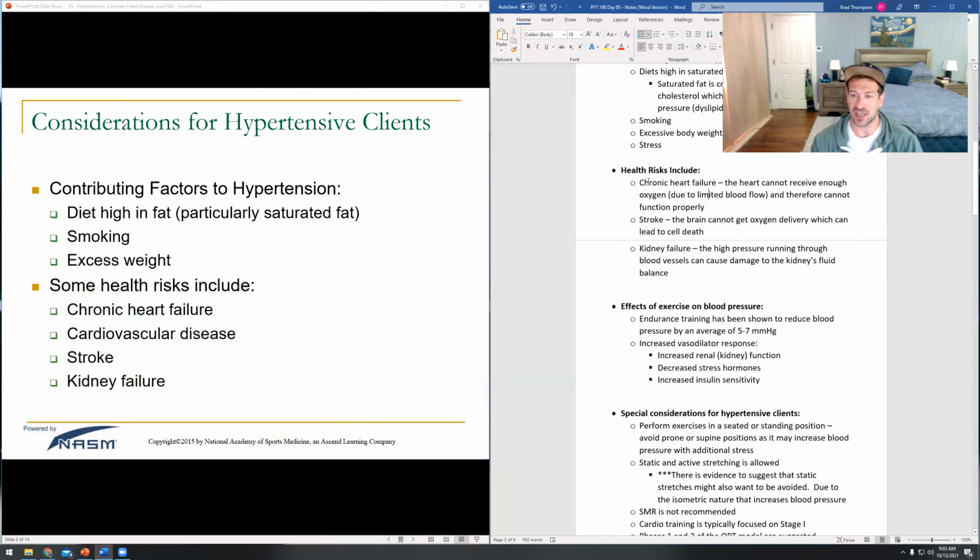So very, very, very dangerous. This is why hypertension can lead to chronic heart failure. It can also lead to stroke.